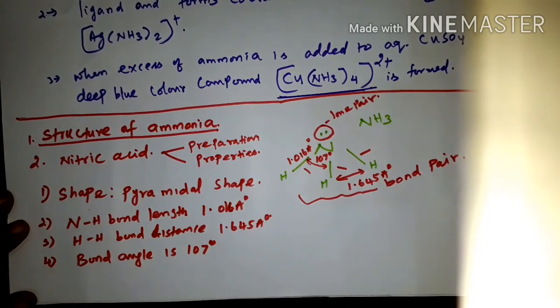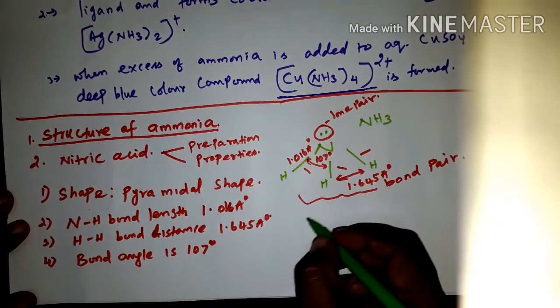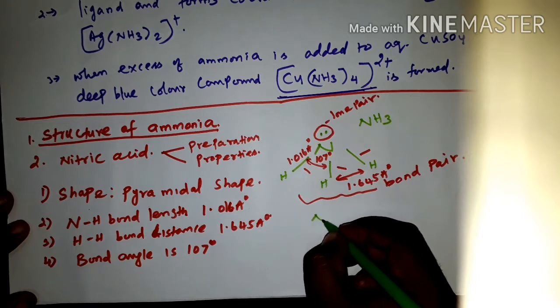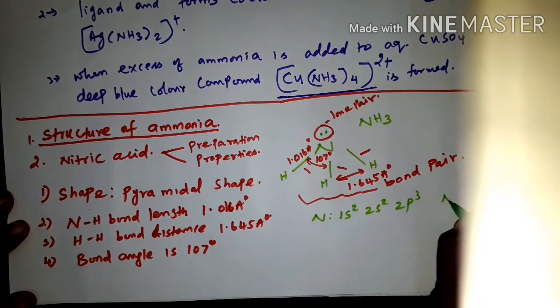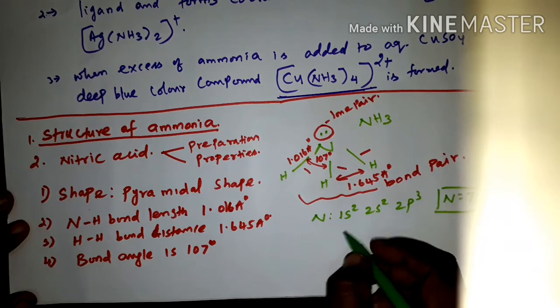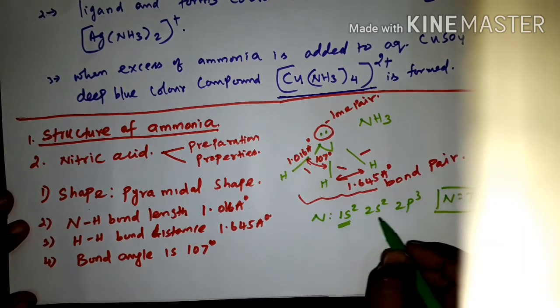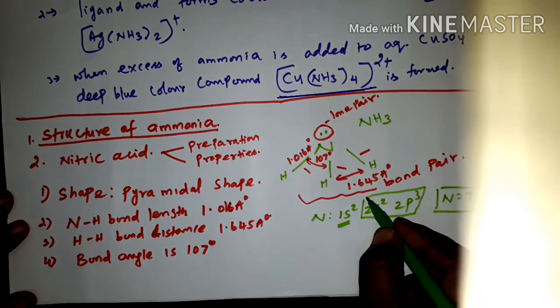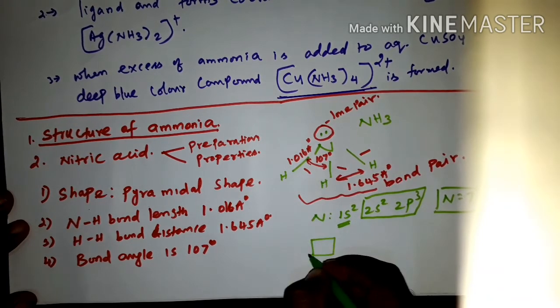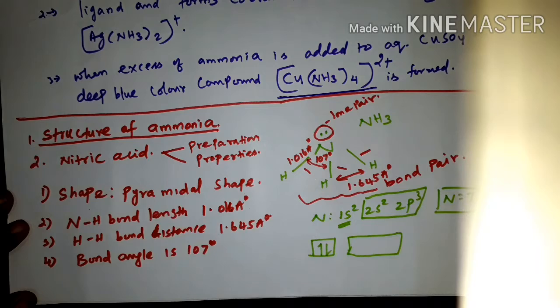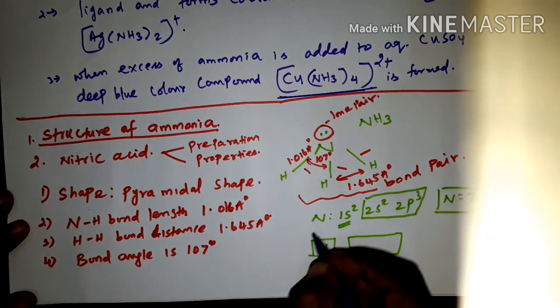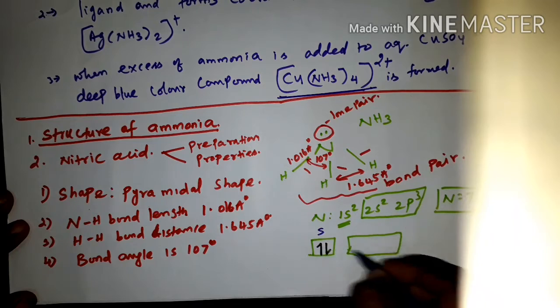So the structure of ammonia, actually how the bond forms. For this you should know the electronic configuration of nitrogen, that is 1s2, 2s2, 2p3, total 7 electrons for nitrogen. Clear? This 1s2 will not be involved in the bond. This 2s2, 2p3 is the outermost shell. This is s orbital and this is p orbital.